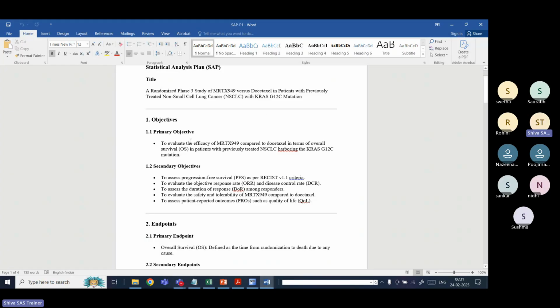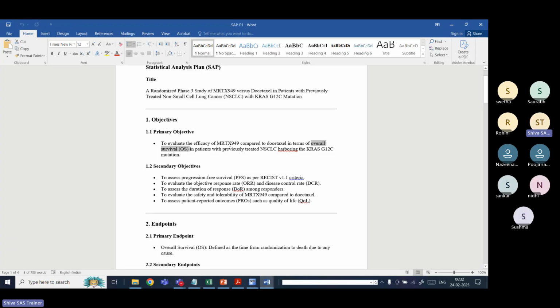So in this project, the primary objective is comparing this drug with the drug docetaxel. The main thing is overall survival. We are checking from the treatment start date to the death. Overall survival is nothing but how much time the subject is going to live from the treatment start date to the death. So we are calculating how many days, how many months the subject is surviving by taking the first drug, by taking the second drug.